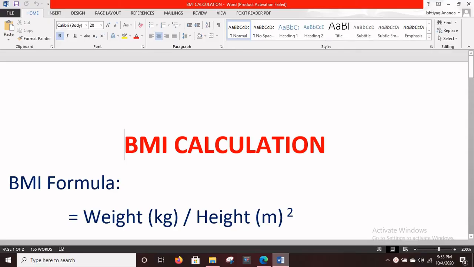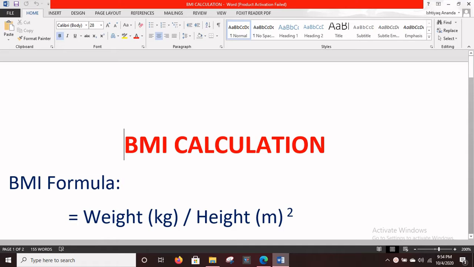Today we'll learn about BMI calculation. BMI calculation is very important for us because through it we get to identify whether we're in the underweight, overweight, normal weight, or obese range. The full form of BMI is body mass index.